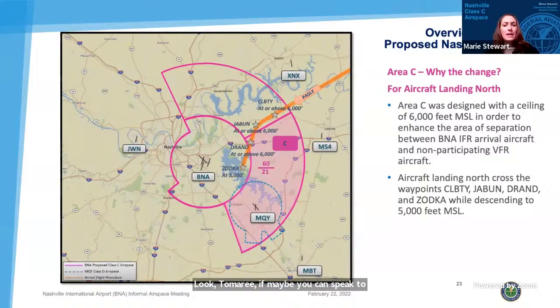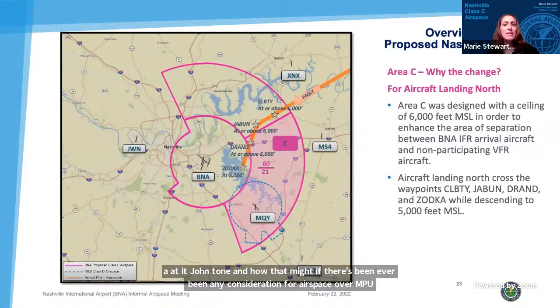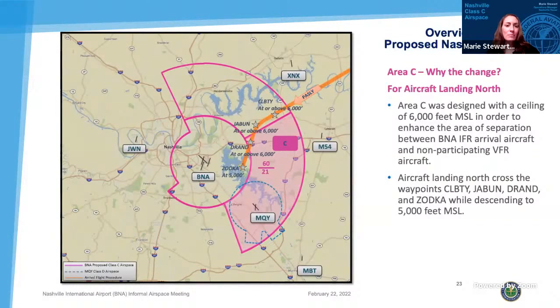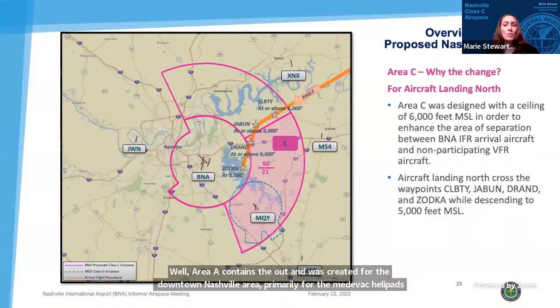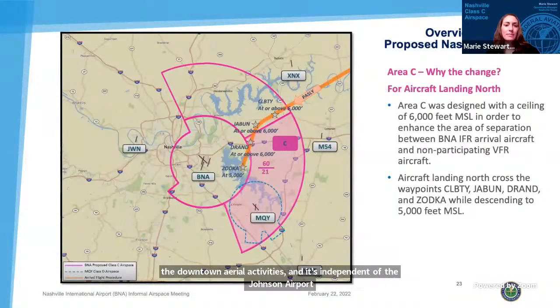Well, Area A contains the cutout and was created for the downtown Nashville area, primarily for the medevac helipads and the downtown aerial activities. And it's independent of the John Tune Airport. And as a reminder, because I believe we covered this earlier, the Smyrna Class Delta will have hierarchy over the Nashville Class Charlie. So we didn't feel at this time that a cutout was necessary.